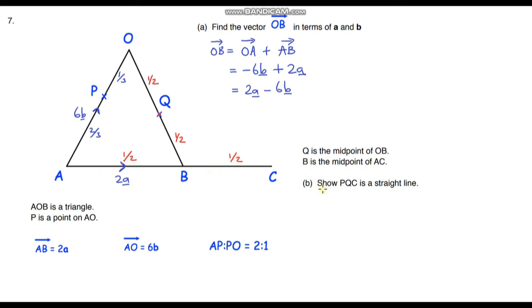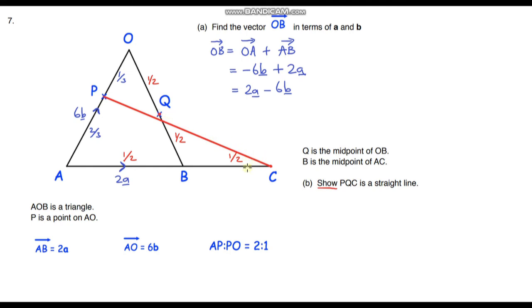Now we need to show that PQC is a straight line. So let's just draw the line in. It would be from here to here. Now you can see that after I've drawn the line from P to C, Q doesn't go through that line. But remember, this is only a sketch, so it is not drawn to scale. That's the really important thing to note. Now the key question here is, how are we going to prove that PQC is a straight line? To do this, we first of all need to work out the vector PQ, and then we'll need to work out the vector QC.